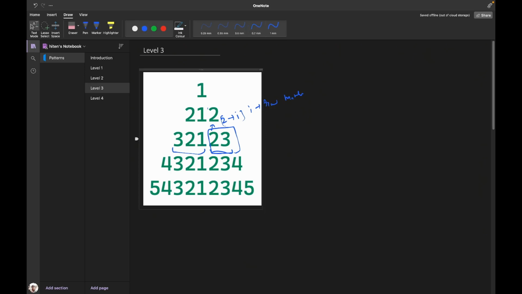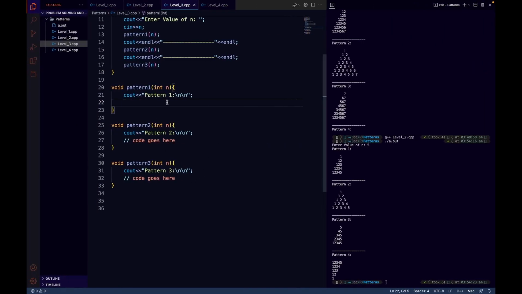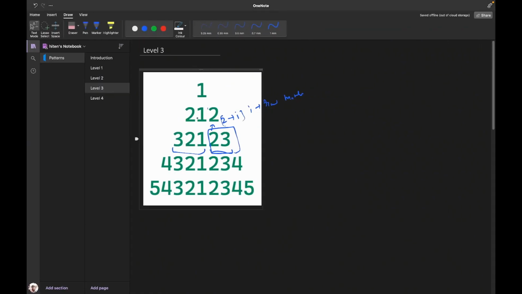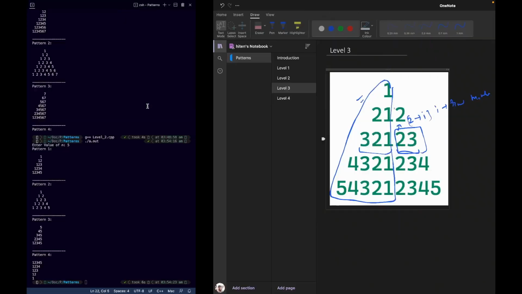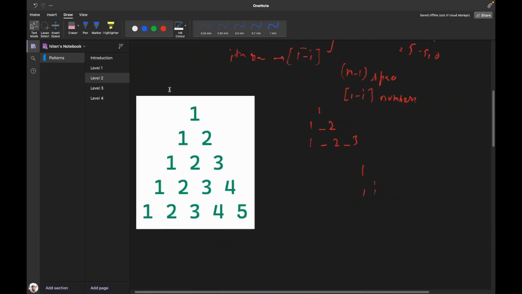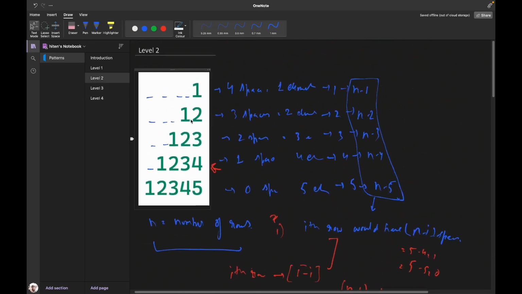Let me just write the code for this real quick. I'll be discussing a code-only approach for printing this pattern. The rest, I'm assuming that you are independent enough to get the logic of how to print this half part. I have already copy-pasted the code for pattern 1 of level 2, because the first part of the pattern resembles pattern 1 of level 2.